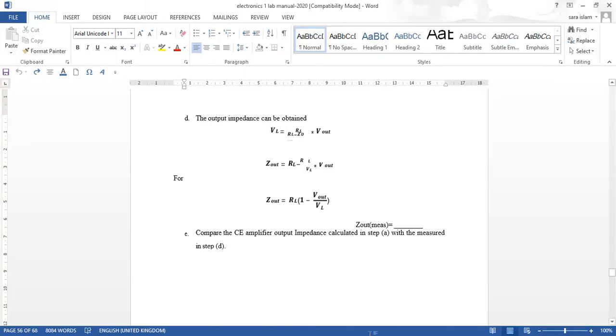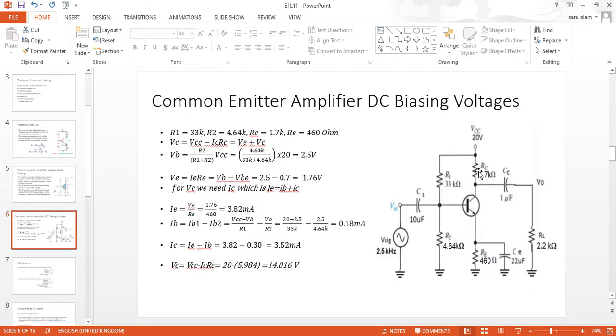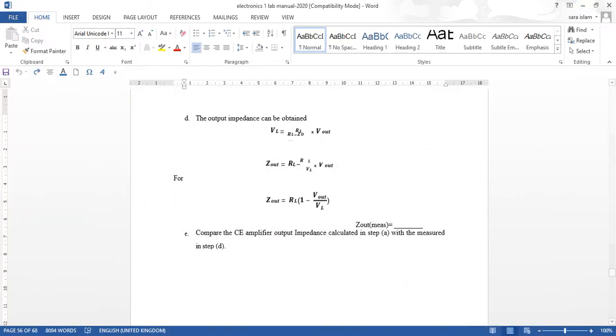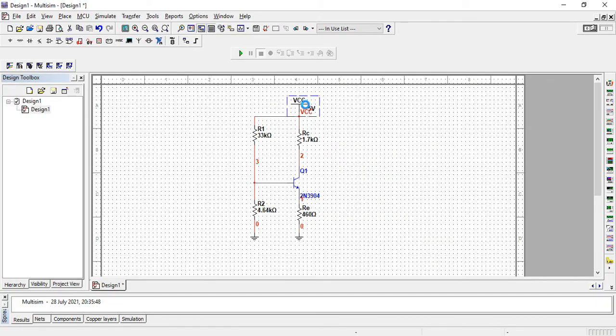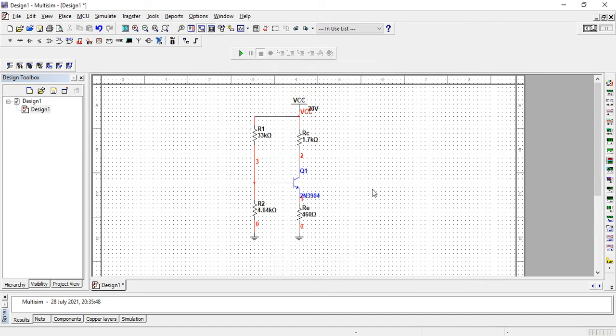Okay, so let's compare it with the one for which we had performed our calculations, right? So this is the circuit with an R1 of 33, R2 of 4.64, 1.7 RC, RE of 460 and a supply voltage of 20 volts, right? So let's change my supply voltage to 20 volts. So this is my circuit so far, and I want to check whether its values are similar to the one which I am calculating, right?